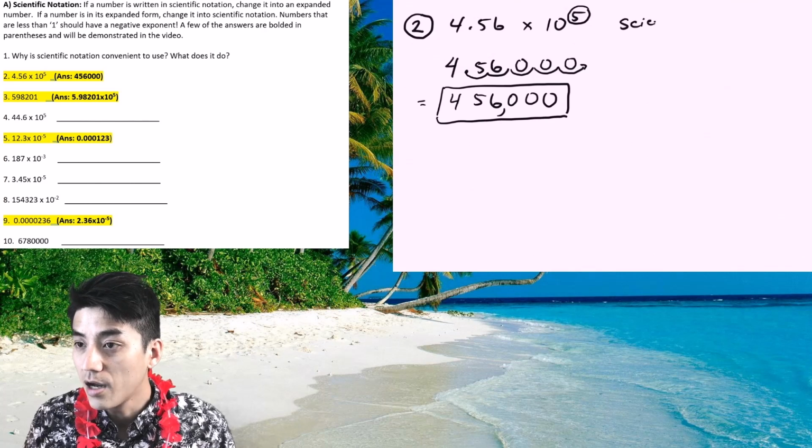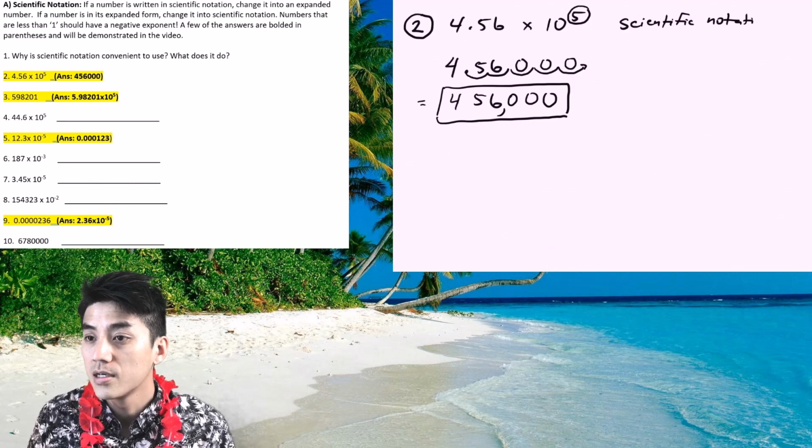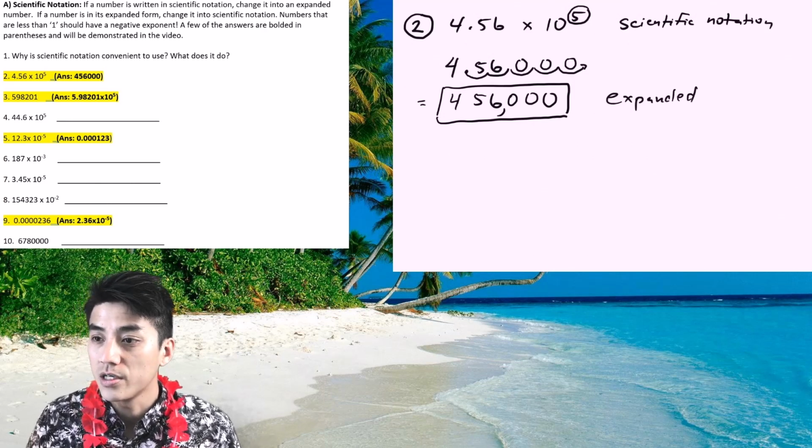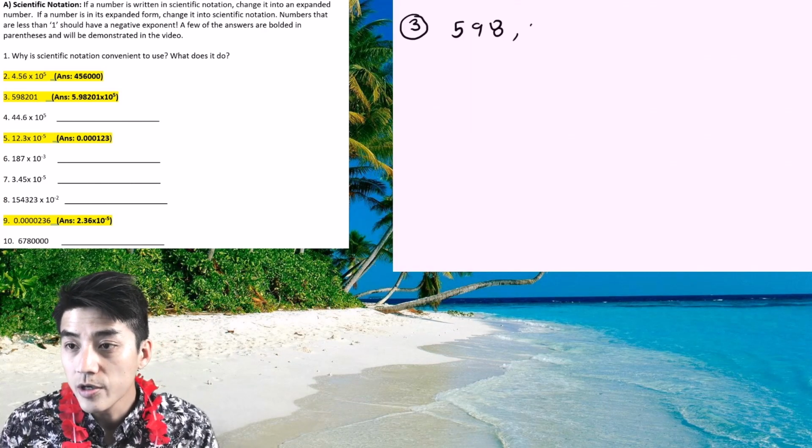So this is known as the expanded format. And the one that's on top, that's in scientific notation. So scientific notation has an exponent. And then this is like writing your number normally. Expanded form.